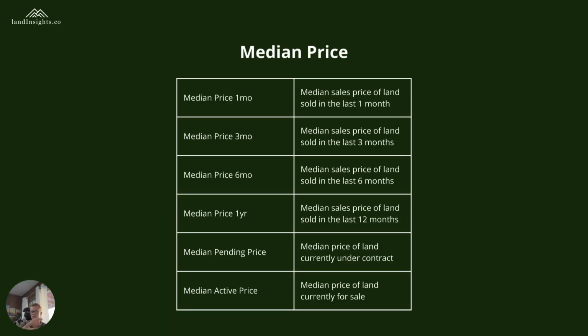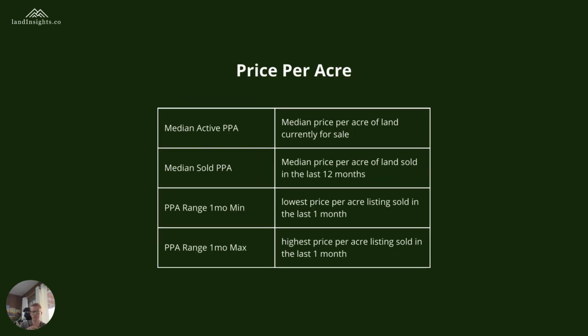So we're looking at median price over certain time lengths. And then we're looking at median pending price and median active price. And these all can be used to evaluate these markets. We also have price per acre. So we have median active price per acre, median sold, and then we give you ranges. So if the lowest listed 10 to 20 acre is $10,000 and the highest listed 10 to 20 acres is $100,000, you'll have a min at 10,000 and a max at 100,000. So you can see what that county is comprised of as far as pricing. So you can see median and you can see that range. So you get like a very good image in your head of what pricing looks like in that market.